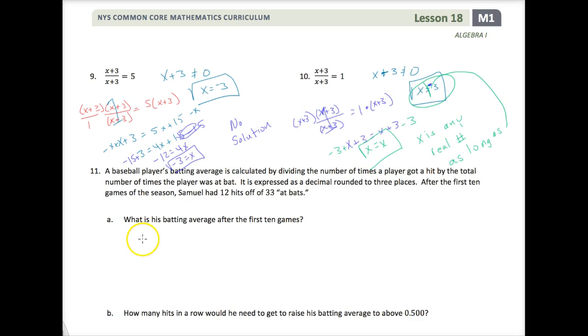All right. A baseball player's batting average is calculated by dividing the number of times the player got a hit by the total number of times the player was at bat. It is expressed as a decimal rounded to 3 places. After the first 10 games of the season, Samuel had 12 hits off of 33 at-bats. When we punch this into the calculator, we find out that his batting average is about 0.364. Notice the wiggly lines. That's because we rounded, so we're saying it is about. We're not being really firm, so we didn't use those nice, straight, rigid equal sign lines that we usually do.